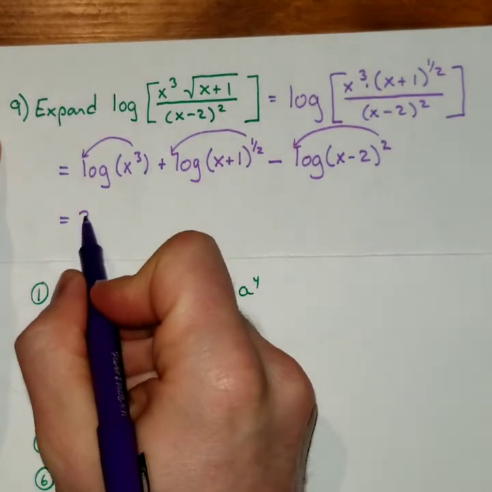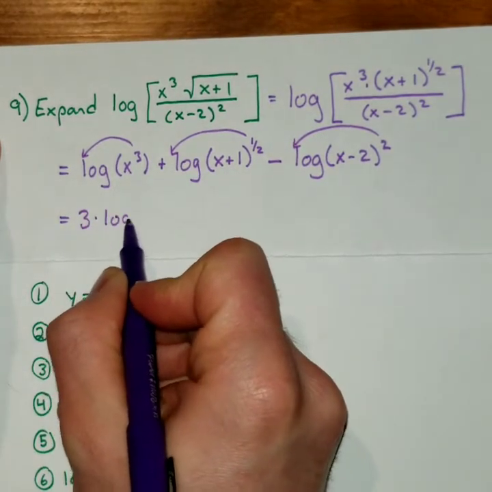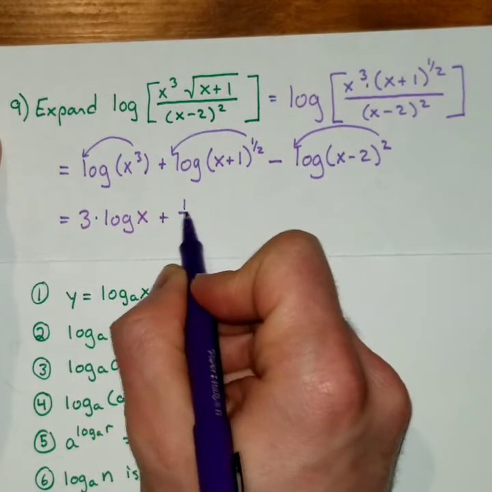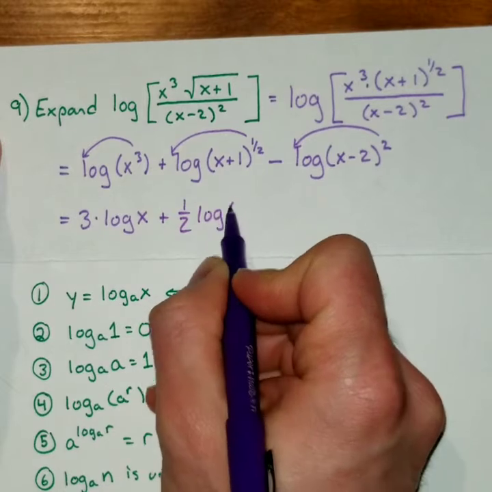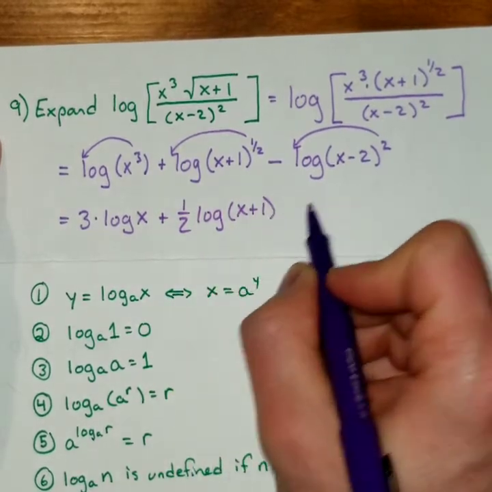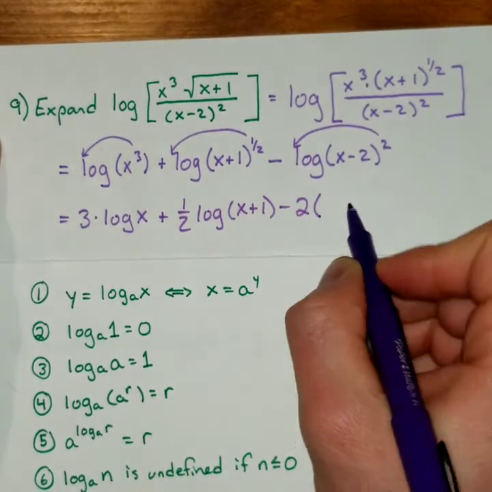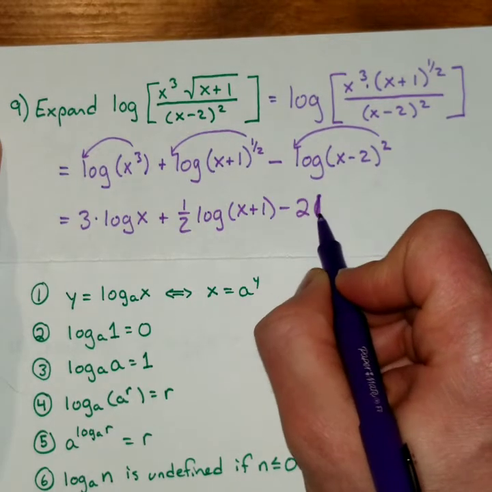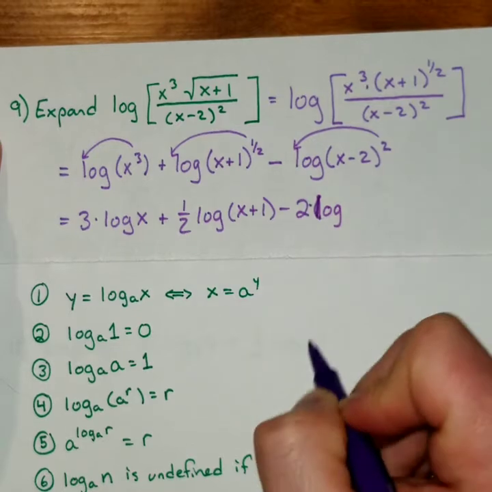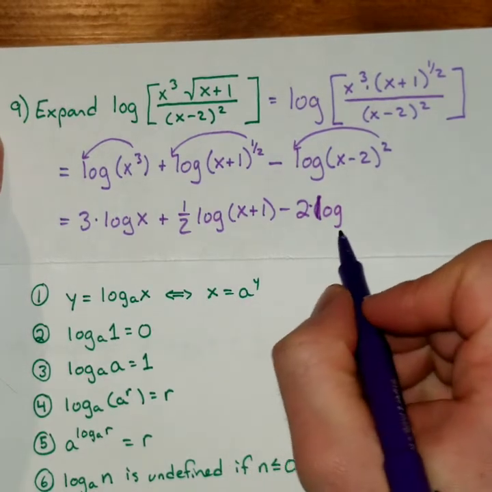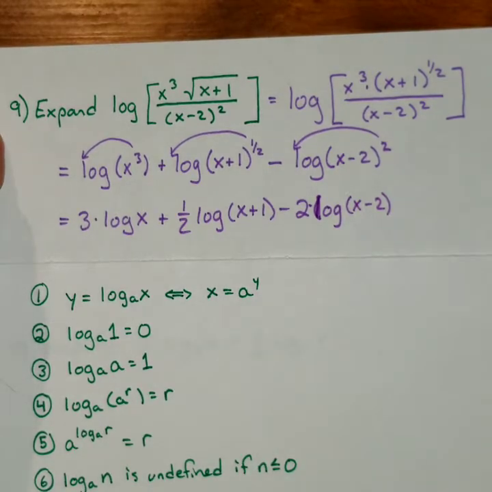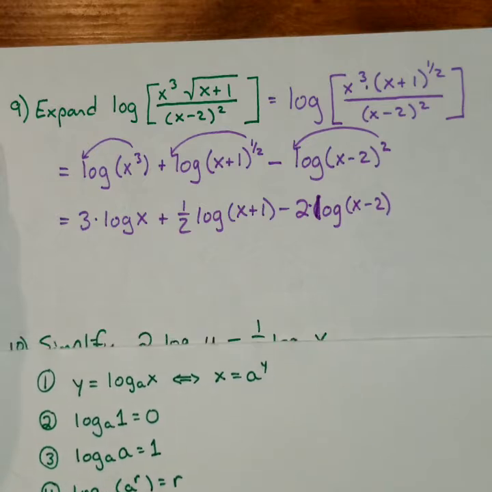And so I will have 3 times log of x plus 1/2 the log of x plus 1 minus 2 times, I didn't want that. I'll just turn that parenthesis into an L, times the log of x minus 2. There we go. Alright, and so that's the fully expanded form.